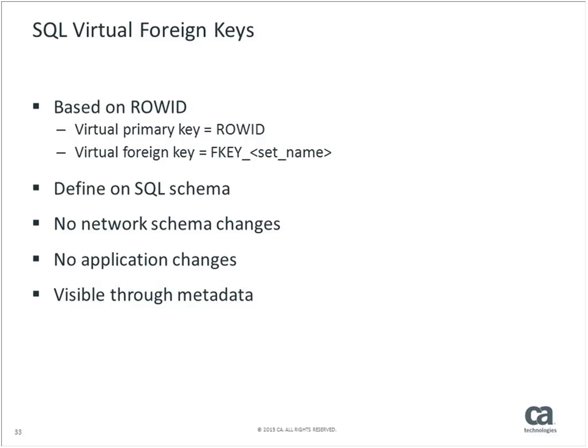You simply add a with virtual keys clause on the SQL schema definition, and from that point on, every network record that you access through that schema will have virtual foreign keys for all the sets that record participates in, and every record will have a virtual primary key of row ID. These virtual keys are then available, as I mentioned, through the common ODBC and JDBC metadata.